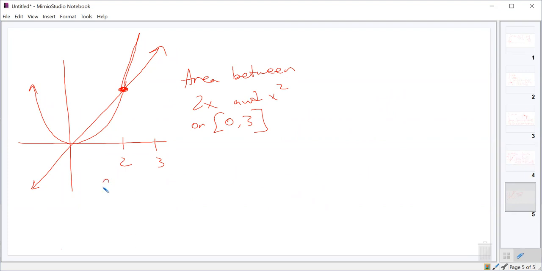So we should have the integral from 0 to 2 of 2x minus x squared dx, which we literally just did, so I'm not going to force you to do that one again. We'll just use our value. But we need to add to that the integral from 2 to 3. And now from 2 to 3, x squared is above 2x, so it's going to be x squared minus 2x. That's the difference there.